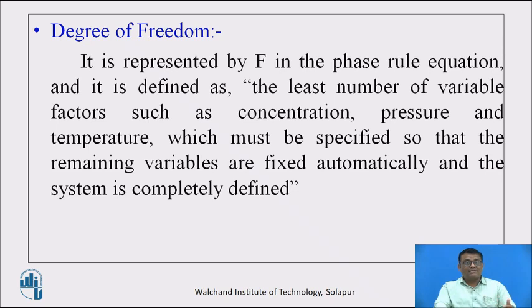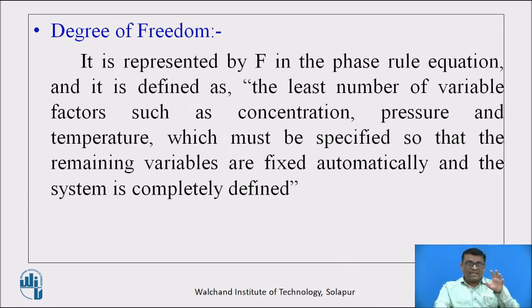Now, the third term involved in the phase rule equation is the degree of freedom. It is represented by capital F in the phase rule equation, and it is defined as the least number of variable factors such as concentration, pressure and temperature, which must be specified so that the remaining variables are fixed automatically and the system is completely defined.